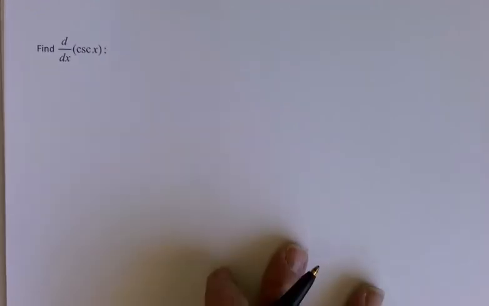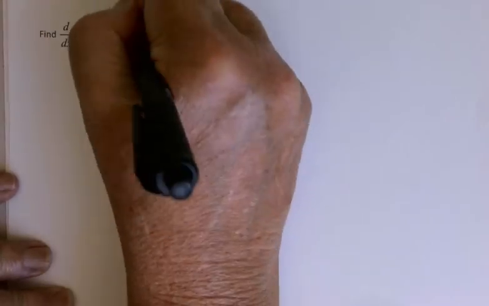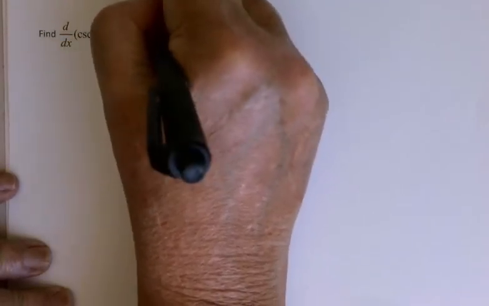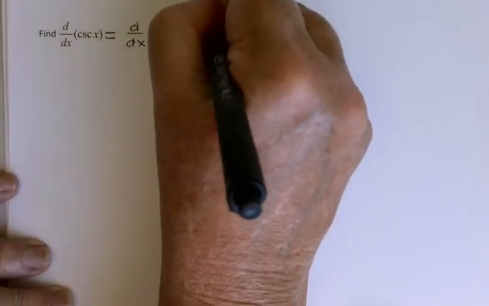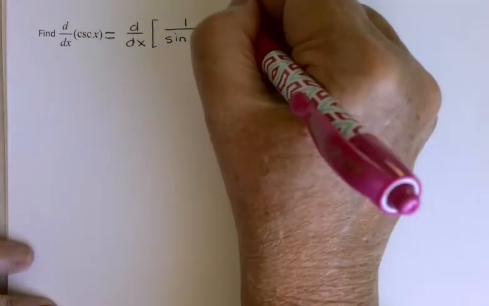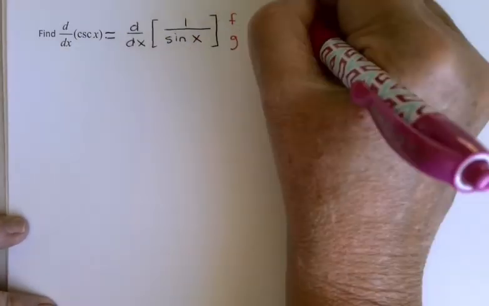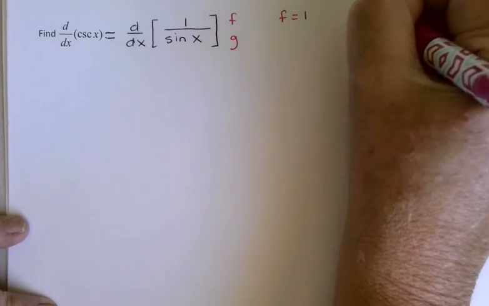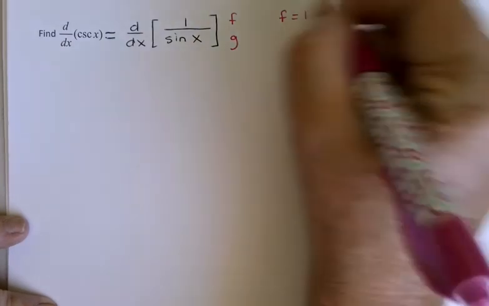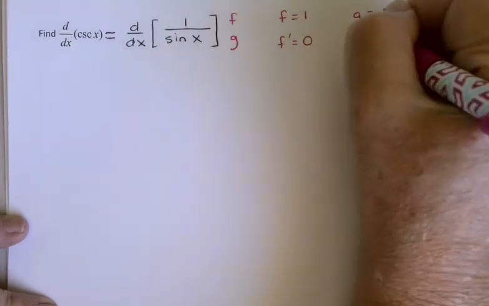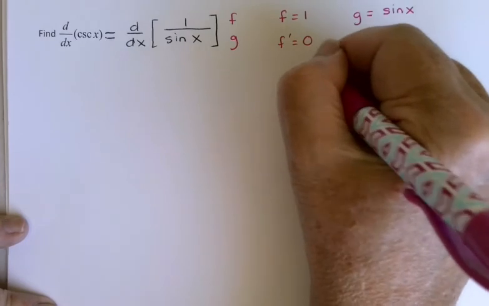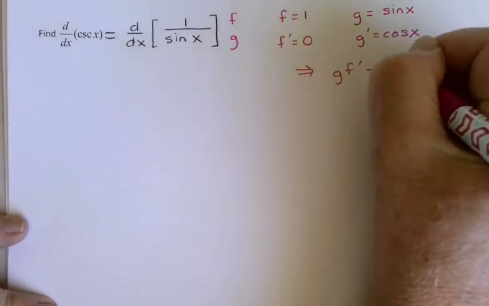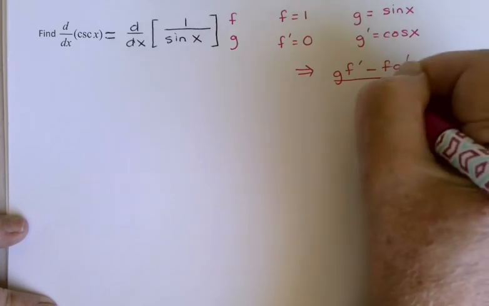Our sixth and last trig function, cosecant x, we're going to use almost the identical approach to. Cosecant is the reciprocal of sine. So I'm going to rewrite cosecant x as 1 over sine x. And one more time, we'll use a quotient rule here. f is 1 and g is sine x. So f prime is 0 and g prime is cosine x. And then we'll apply our quotient rule, g f prime minus f g prime over g squared.